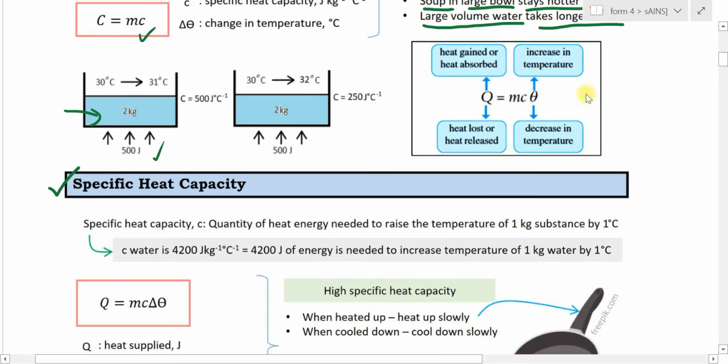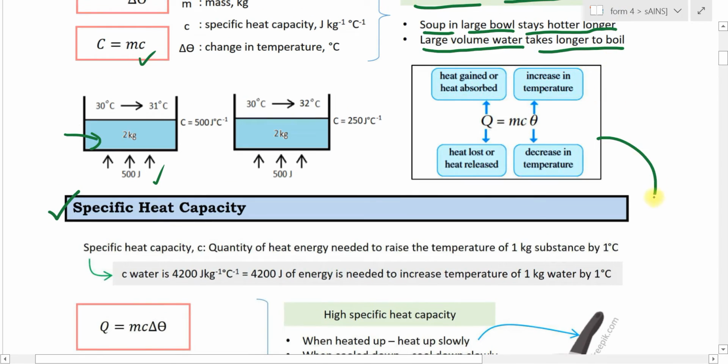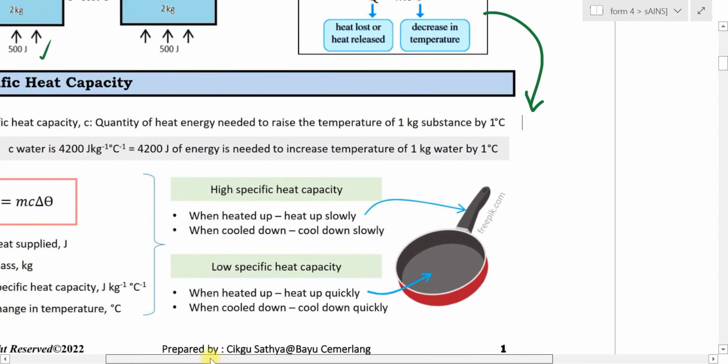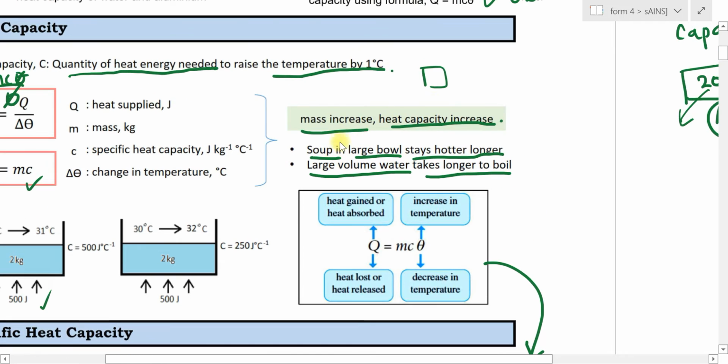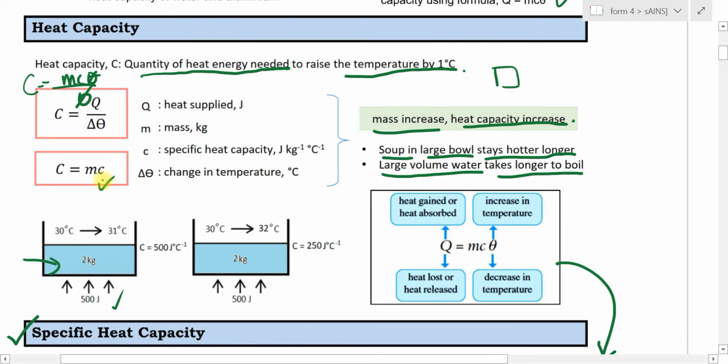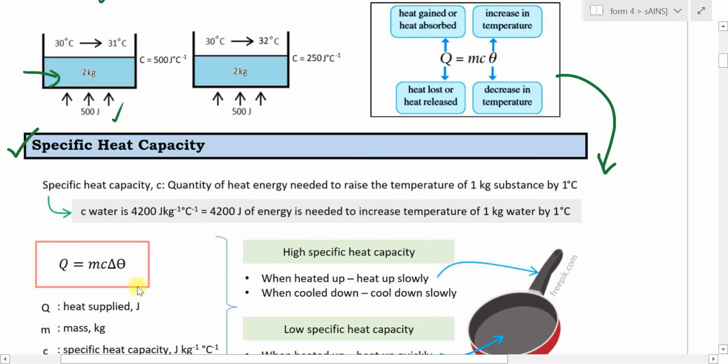Okay, jadi Q ini adalah mc theta. Ini sepatutnya saya kena masuk dekat sini, tersilap masuk sana. Okay, specific heat capacity. Jadi mungkin kita samakan mass sekarang. Okay, tadi mass berbeza kan. Kalau mass meningkat, heat capacity dia meningkat. Okay, contoh kamu tengok. Mass meningkat, heat capacity dia meningkat.